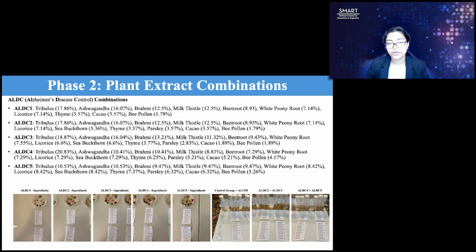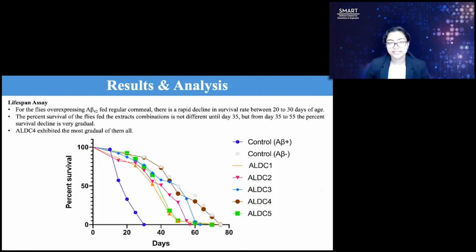Crosses were again performed, and first-generation flies from the same 2 transgenic lines were raised on these combination extract mediums, and then 3 assays were performed to test neurodegenerative symptoms. The 3 assays are the lifespan, climbing, and single short-term olfactory assays, and these were performed to test the efficacy of the ALDC combinations on amyloid beta 42 overexpressing flies.